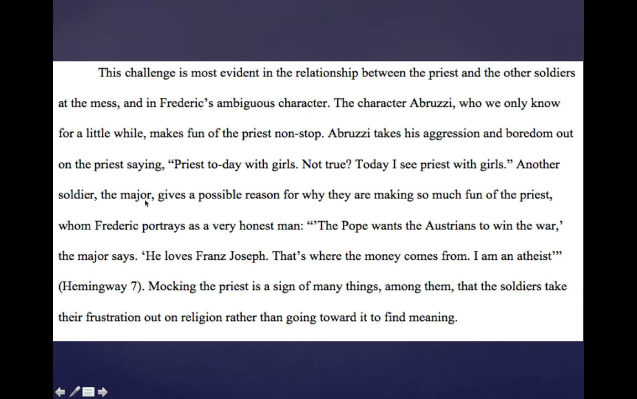Another soldier, the major, gives a possible reason for why they are making so much fun of the priest, whom Friedrich portrays as a very honest man. The Pope wants the Austrians to win the war, the major says. He loves Franz Joseph. That's where the money comes from.